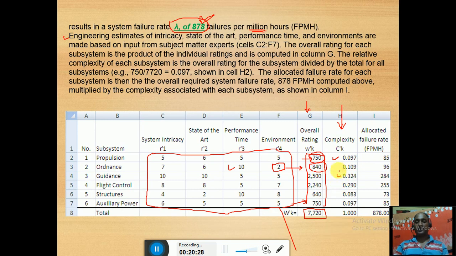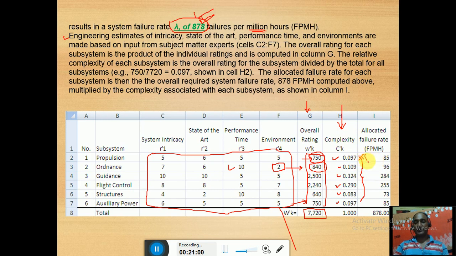So you will get the complexity rating for all, and obviously this addition must be equal to 1. It means that we have got the weightages of the individual subsystems. Now we had a total failure rate of 878, as we had seen here. So multiply this 878 by each individual complexity.